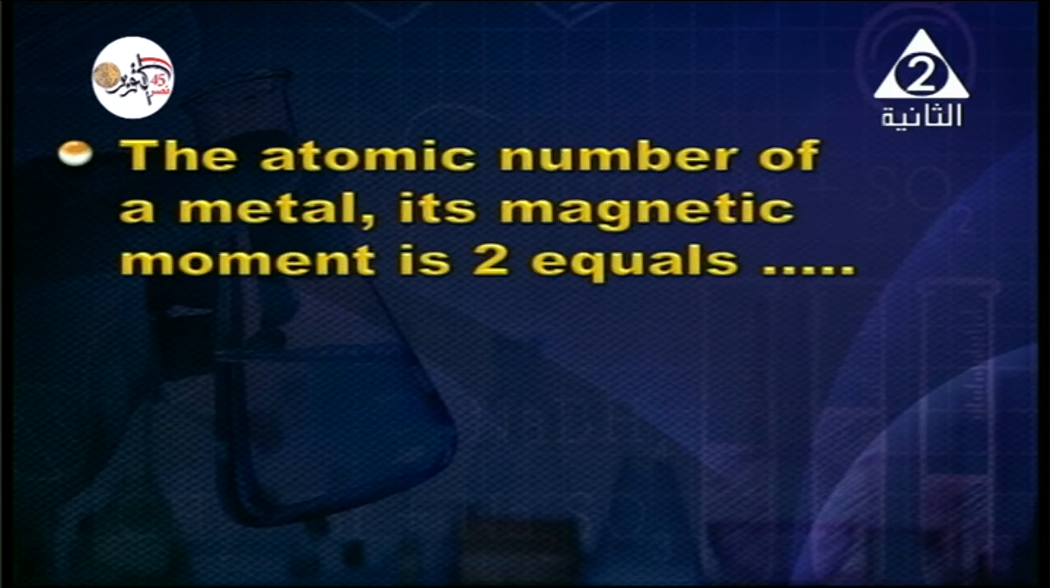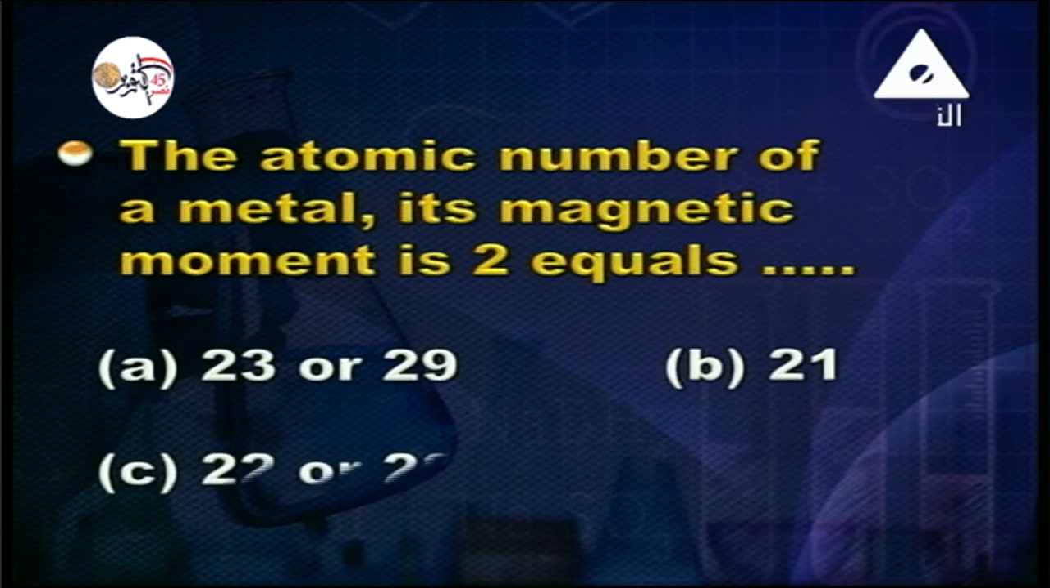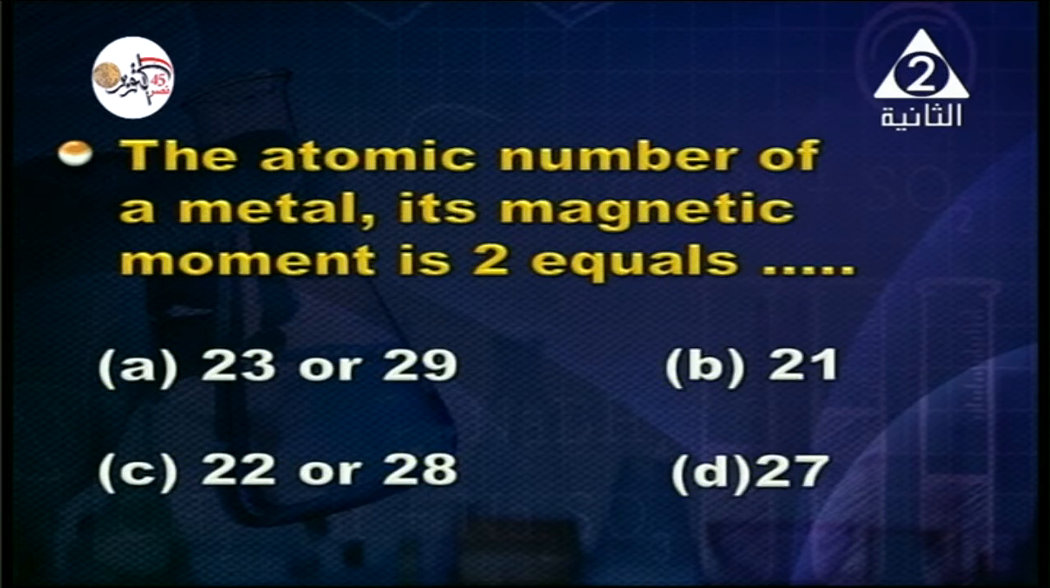Next point. The atomic number of a metal whose magnetic moment is 2 equals what? 23 or 29, 21 or 22, or 28 or 27. If you draw the d sublevels that will have 2 unpaired electrons, you will find the answer here. It will be 22 or 28 electrons in the element.